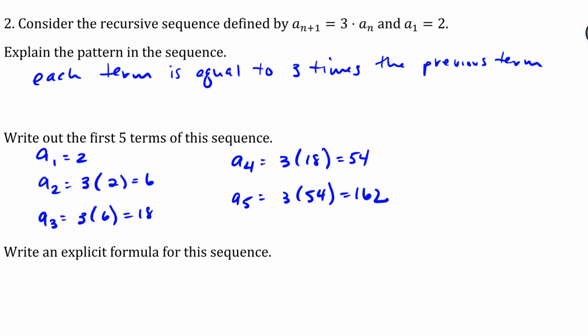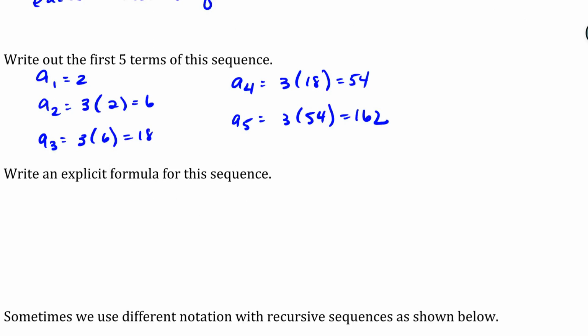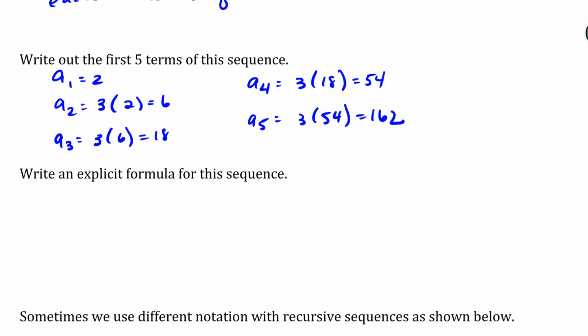So now that we know this sequence goes from 2 to 6 to 18 to 54 to 162, we could see that this is going to be a geometric sequence. And we have a common ratio of 3, right? The common ratio is found by dividing the second term by the first term, so we get 3. So the explicit formula for any term of the sequence is going to be the first term times 3 to the n minus 1.